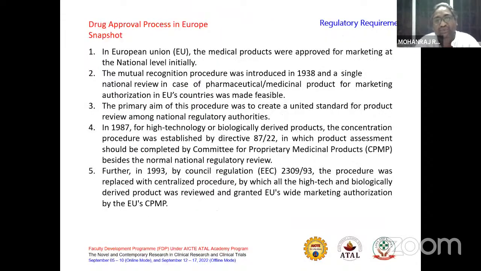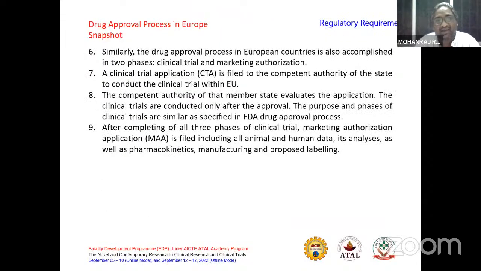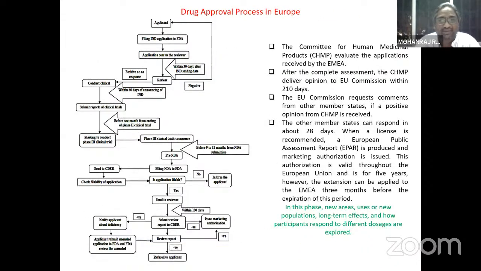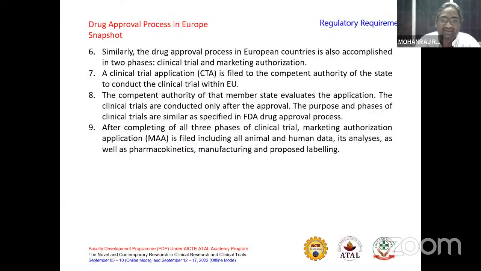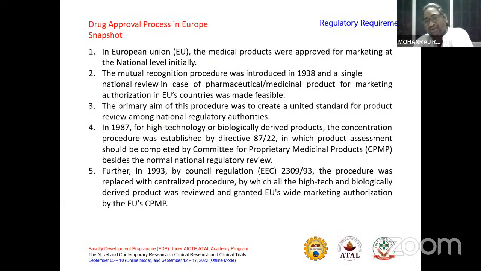Similarly for Europe, I have made only one phase of study. The drug approval process in Europe is considered somewhat complicated. So here I have given the explanation only of the decentralized process, not the centralized process or national requirement. We have nearly 3 regulatory processes in the European Union. Number 1 is decentralized, number 2 is centralized, and number 3 is the nationalized drug approval process.